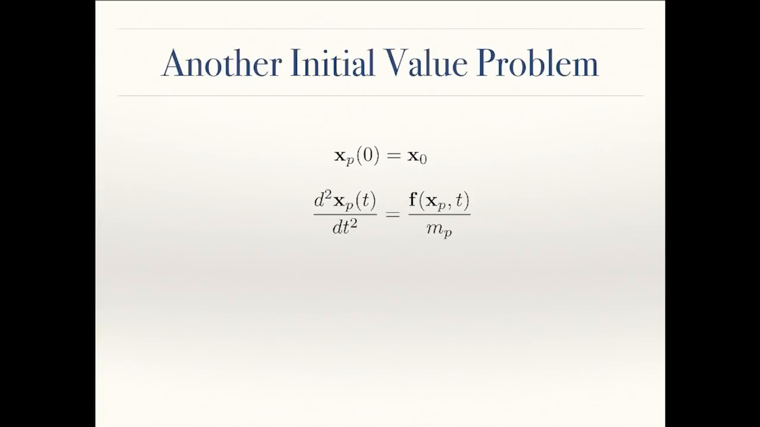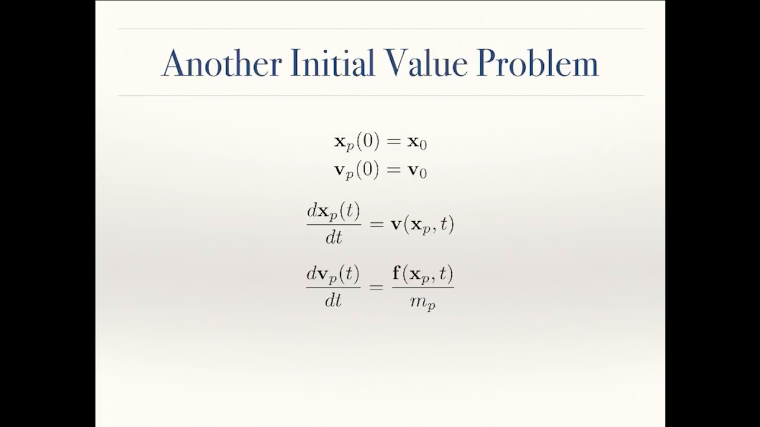So let's consider another problem. In the real world, we don't trace particles through velocity fields. We actually have F equals ma, Newton's second law. This results in another initial value problem where we have the same initial conditions as before, but now we have a second derivative of the position with respect to time equal to some force function divided by the mass of the particle. This is a second order ordinary differential equation because we're taking a second derivative with respect to time.